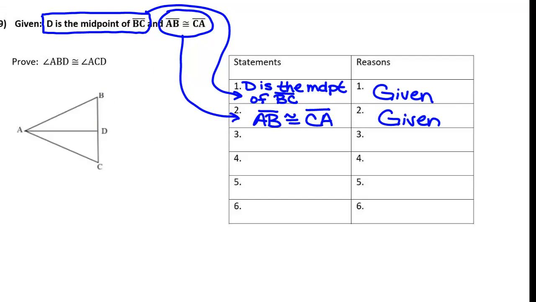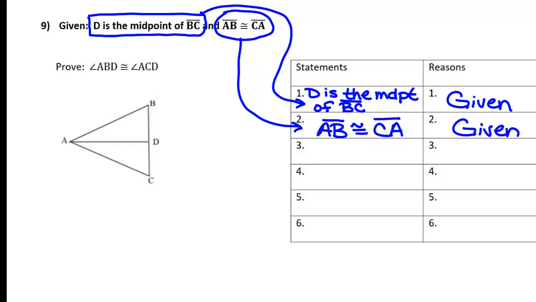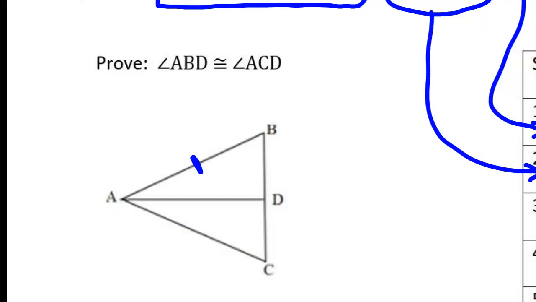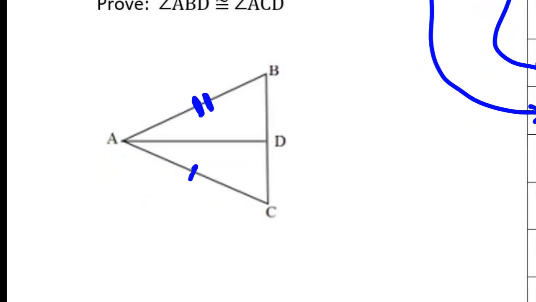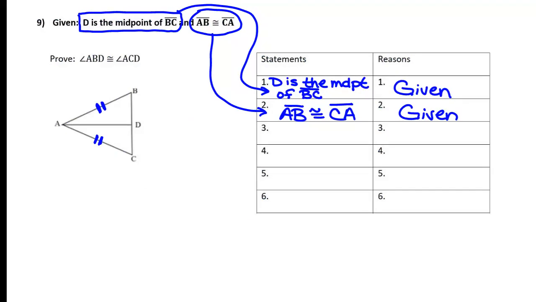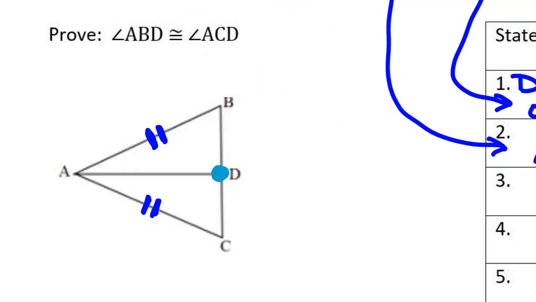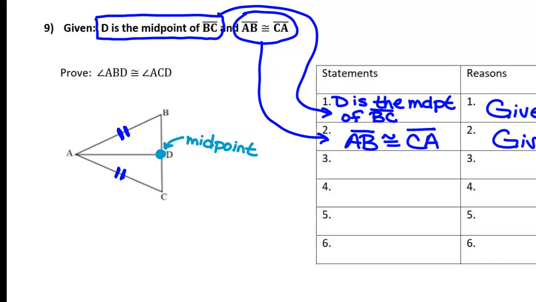All right, so now let's go mark up our triangle. AB, that's this right here, is congruent to CA, that's this right here. And we were also told that D is a midpoint here for segment BC. Well, if D is a midpoint, then what else would have to be true?